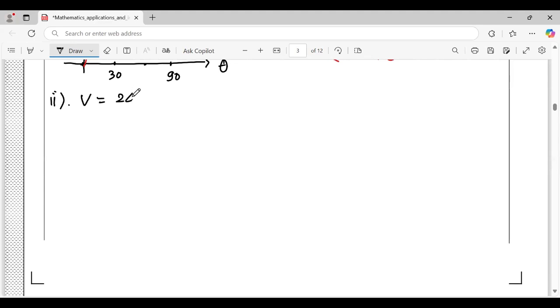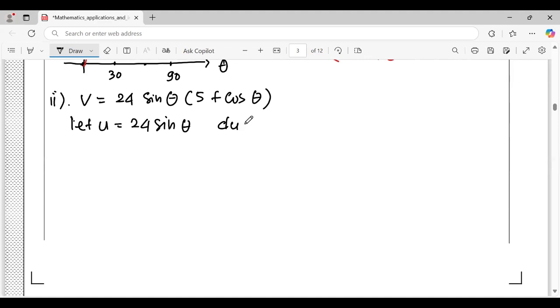Phi equals 24 sine theta times (5 plus cosine theta). We need to find the derivative of phi. So let u equal 24 sine theta, so u derivative is 24 cosine theta.